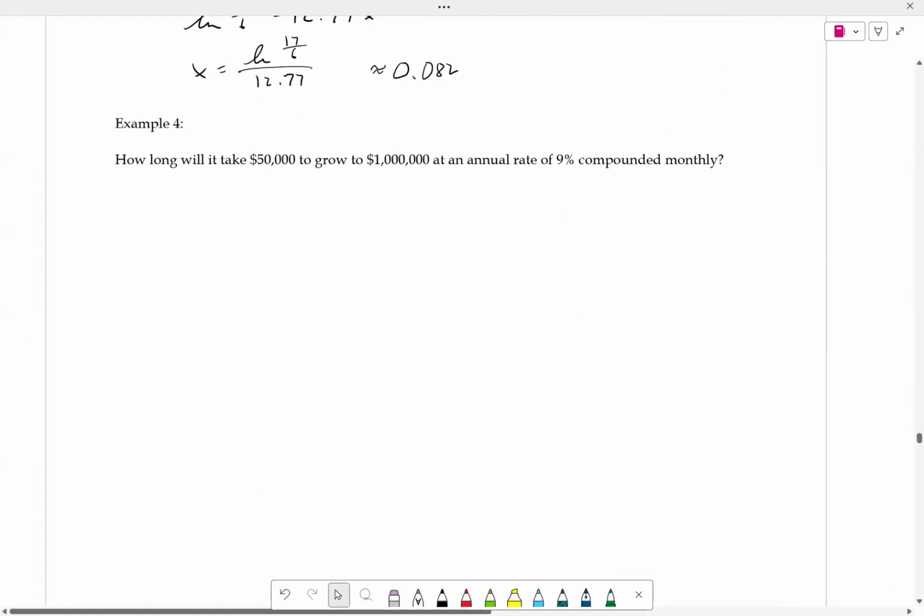How long will it take $50,000 to grow to $1 million at an annual rate of 9% compounded monthly? Will you take a moment to check to see if your neighbor remembers the formula? And then figure it out.